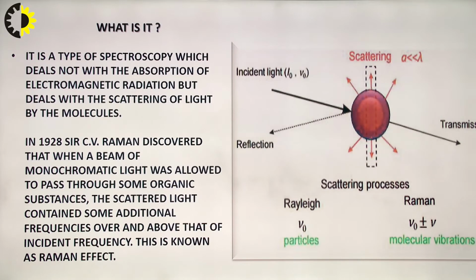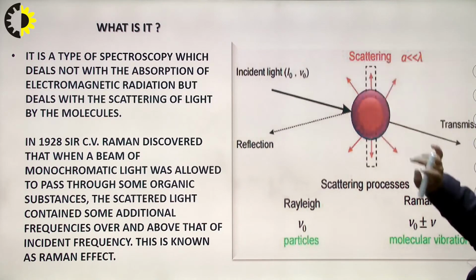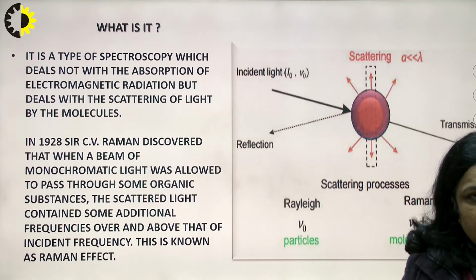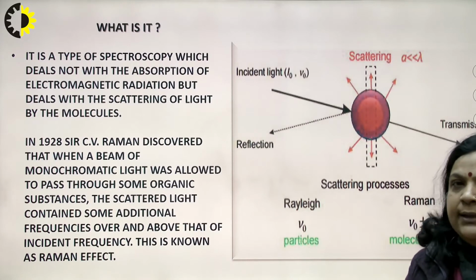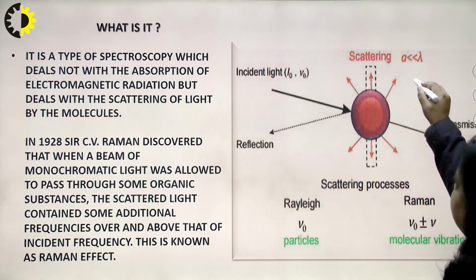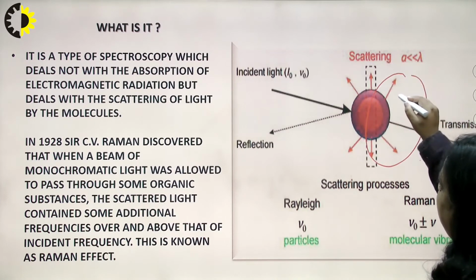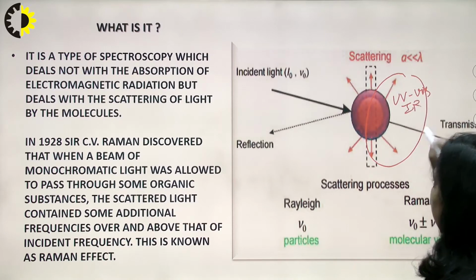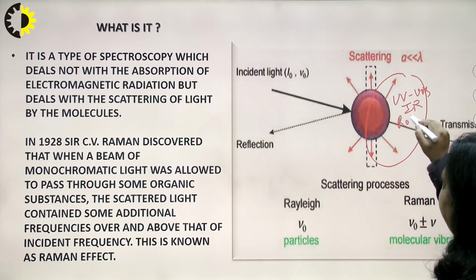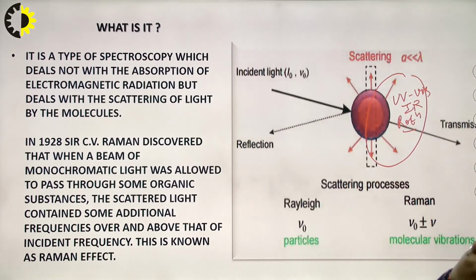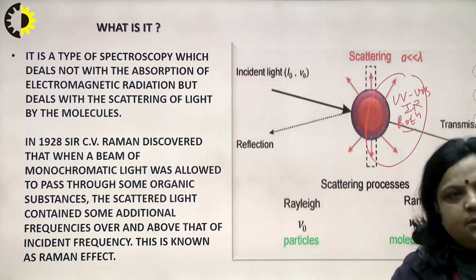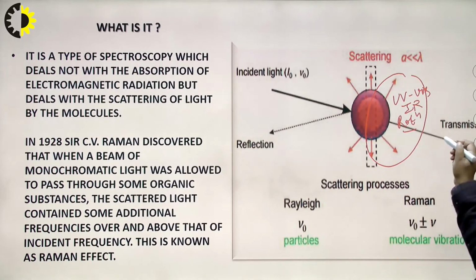So, it is a type of spectroscopy which does not deal with the absorption of electromagnetic radiation; it deals with the scattering of light by the molecules. While in other spectroscopy that we have studied, like UV-visible, IR, and rotational, we study the absorption of radiation and then transmittance, but in this we consider the scattering.